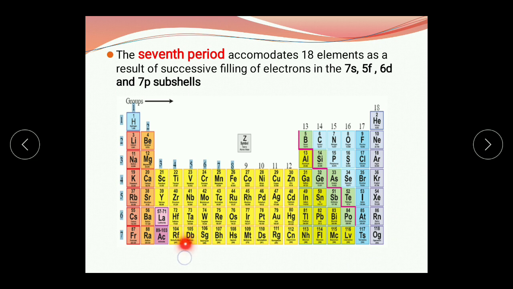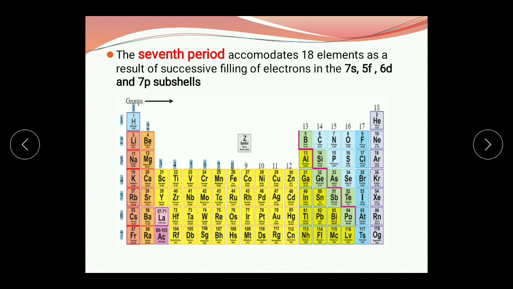Then we'll fulfill 6d. From actinium to this element, they are filled in the 6d subshell. Then will come 7p, from atomic number 113 to 118, that is a total of 6 elements. Again, the 7th period has the capacity to accommodate 32 elements.